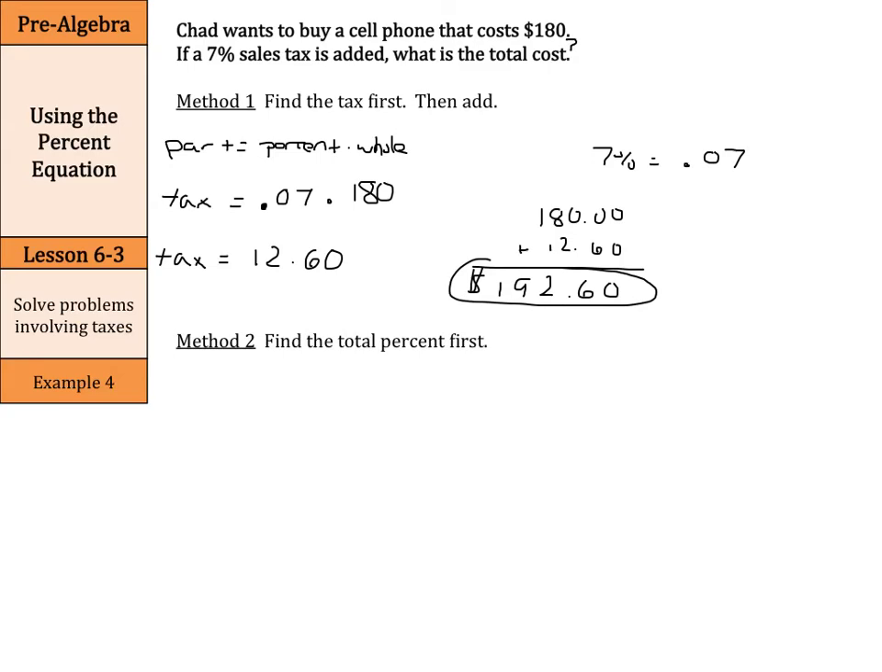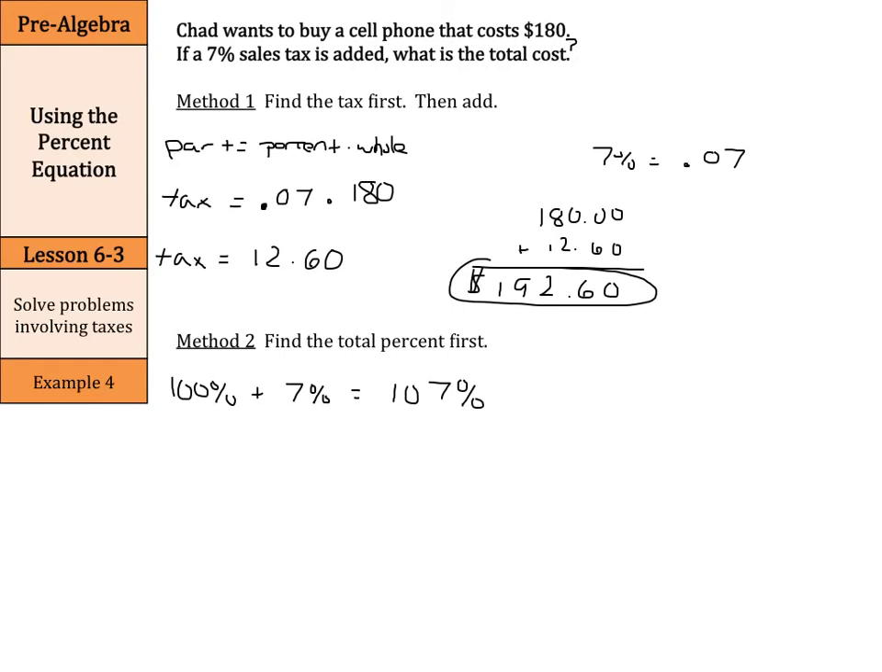Well, we're finding tax. That's something we're going to add to the whole price. So we're going to take our whole price, 100%, and add our 7%. So if we find 107% of our cell phone cost, that will be the amount that includes the 7% tax.